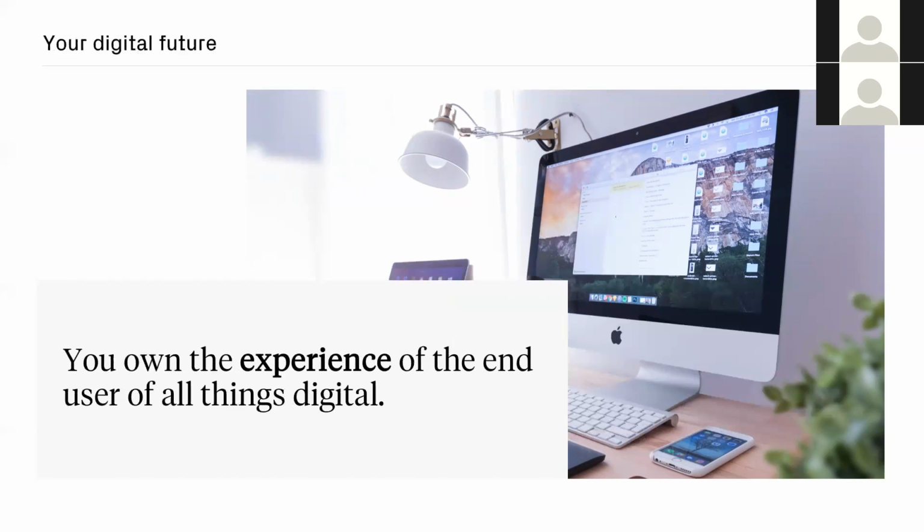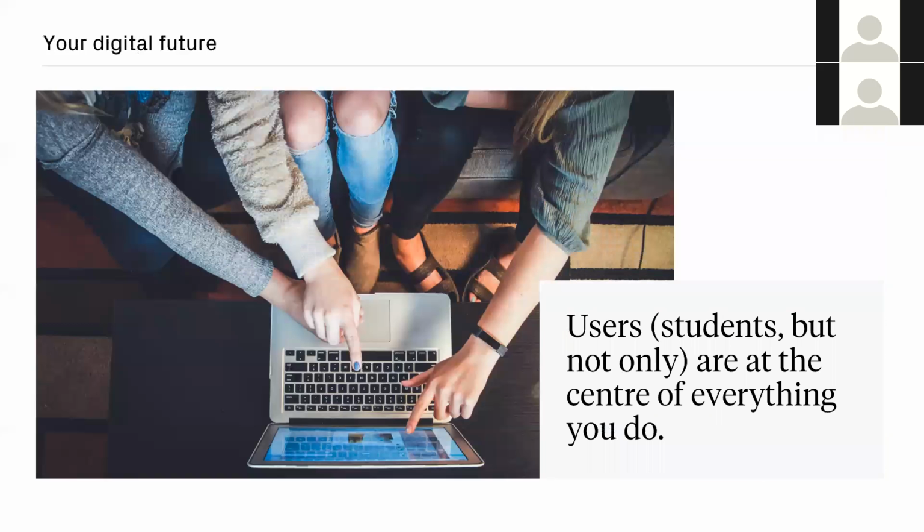And while others might administer specific systems, you are responsible for how the experience is delivered to the end user. You might not own the systems themselves, but you own the experience of interacting with the entirety of the digital ecosystem. And users, in fact, are at the center of everything you do. And this means students, but not only.